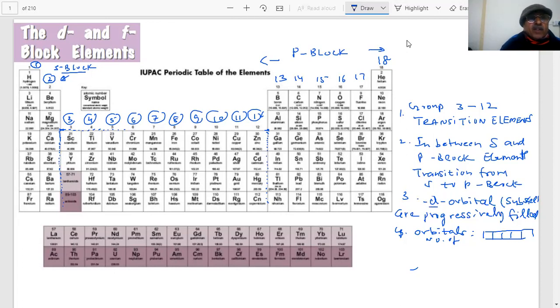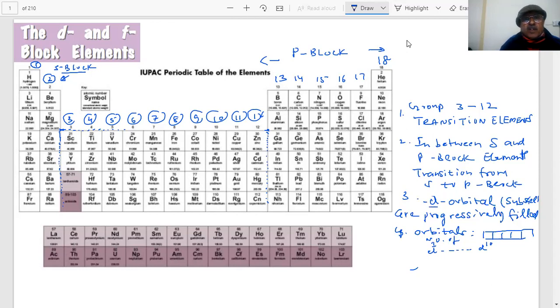That is why when you start from d1, students, if I consider the series, I will go from d1 up to d10. So there will be 10 elements in which the electrons will be entering into the d orbital or d subshell. Right or wrong? Right, sir. Okay, very good.